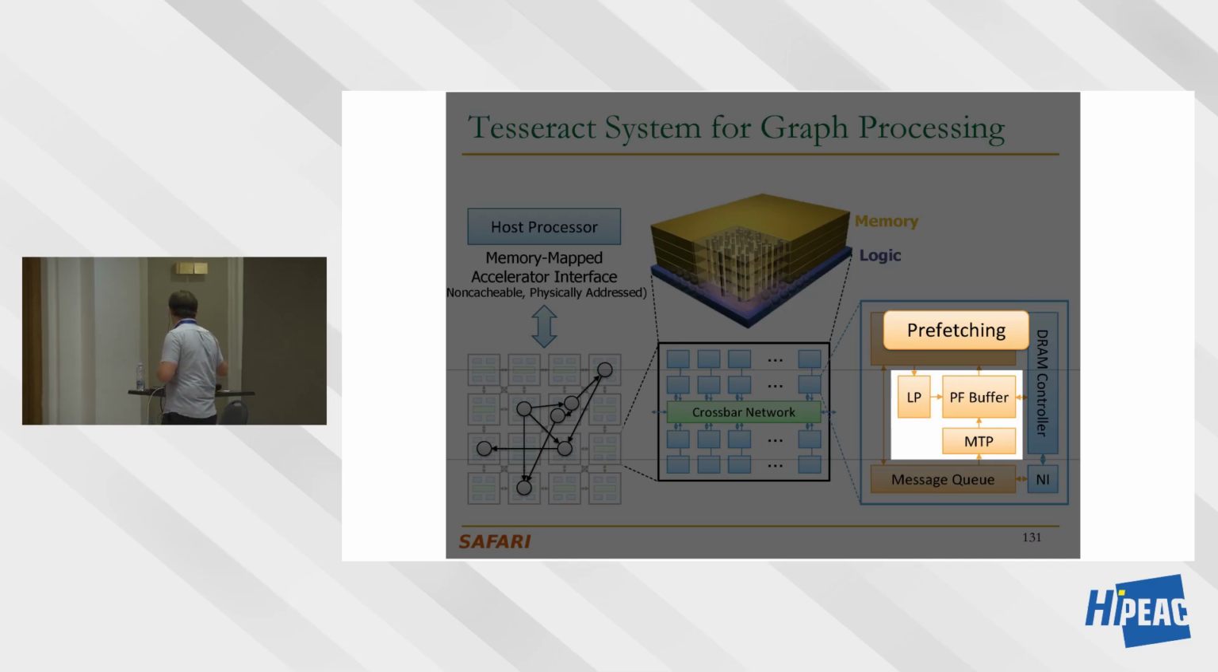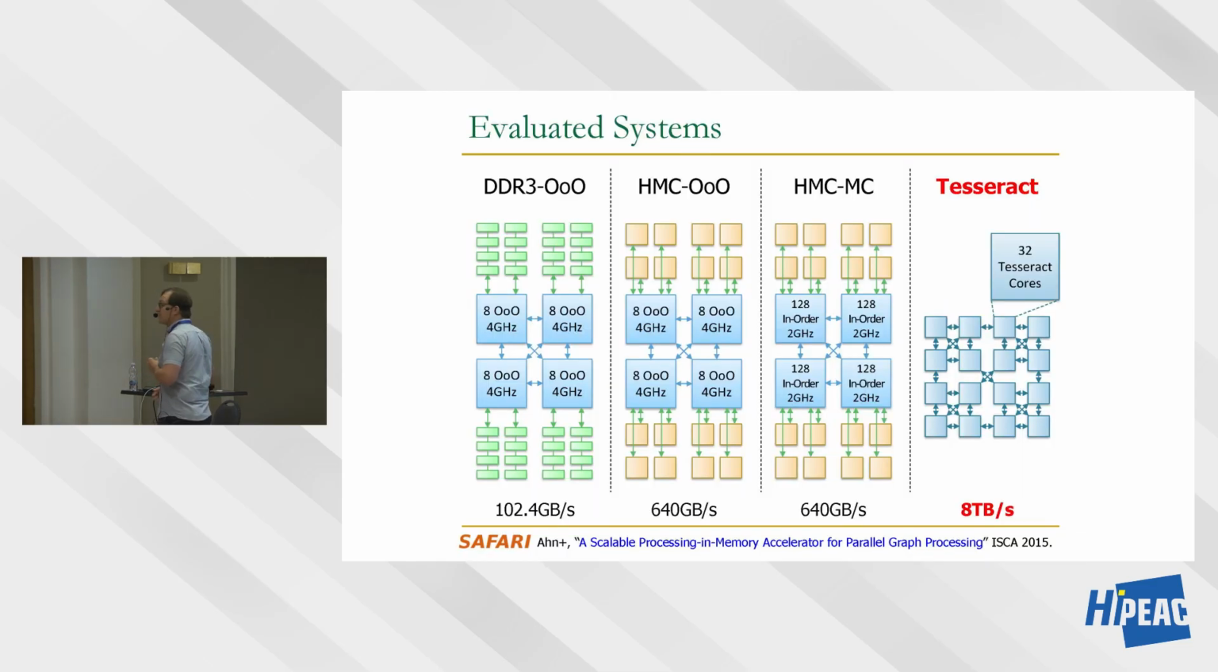Okay, so we also add some prefetching mechanism. It turns out these in-order cores over here have access to huge amounts of bandwidth, and we cannot saturate that bandwidth just by using programming, at least the way we program the graph applications. So we add a lot of prefetching mechanisms that I'm not going to talk about over here. So let's take a look at some results.